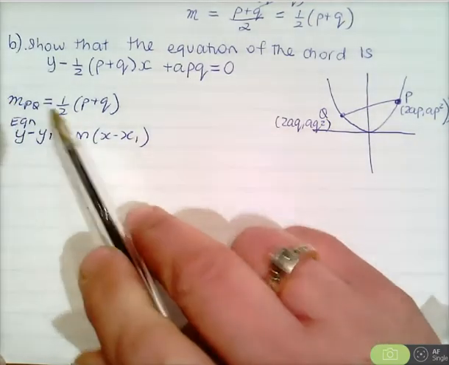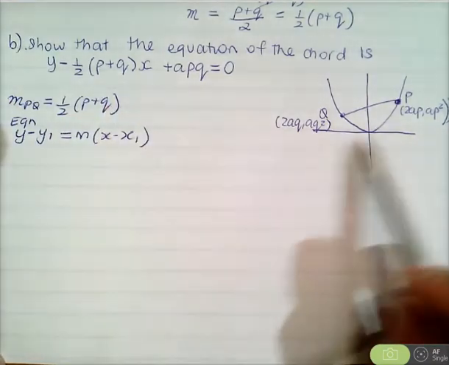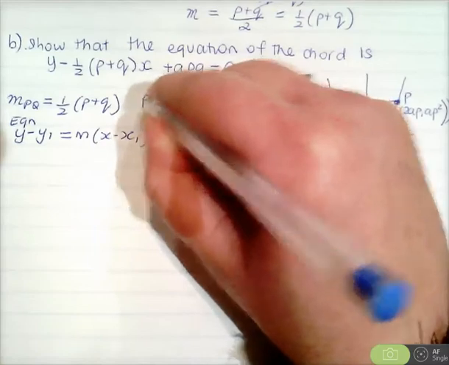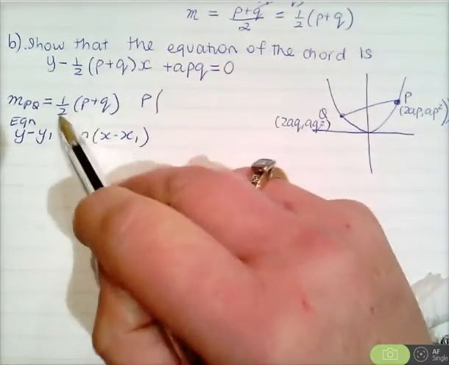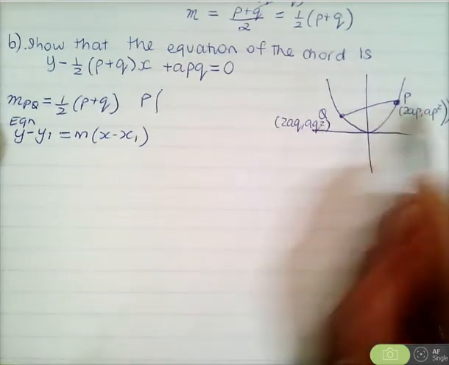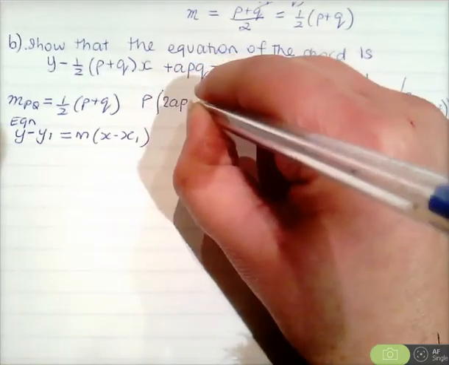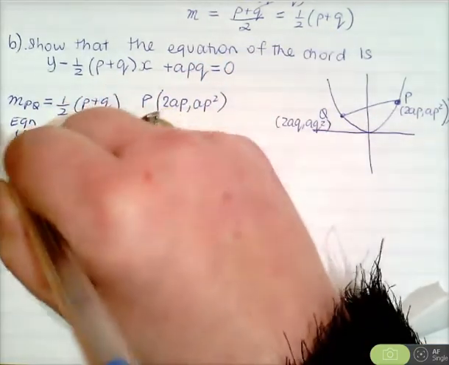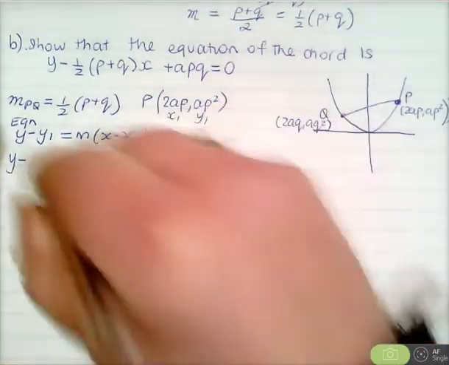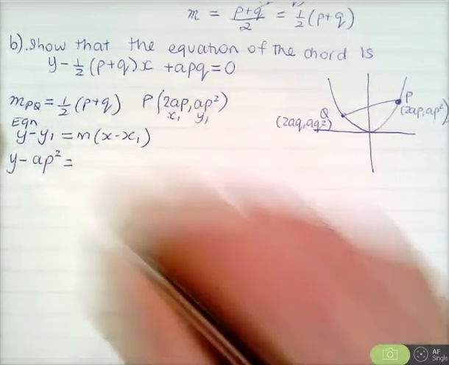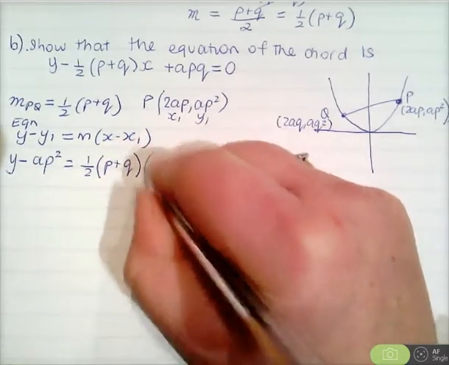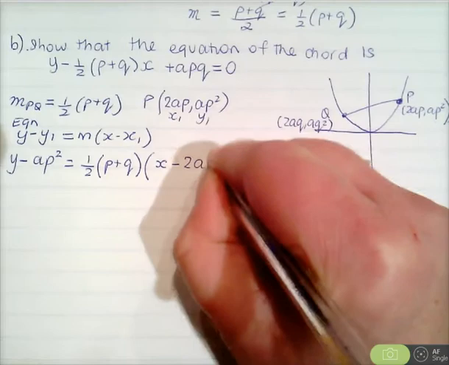So we know what gradient we're going to use. It's a half bracket p plus q. Now for the point, you can either use point P or point Q. I like to use point P. So there's my gradient, a half bracket p plus q. And the point that I'm going to use, because I know the gradient of this line, I just use one of the points P or Q. I'm going to use point P, which is 2ap, ap squared. So I'm going to put that into here. So this will be my gradient, and this is my point x1, y1. So y minus y1, which is y minus ap squared, equals my gradient, which is a half bracket p plus q, times x minus x1 is 2ap.